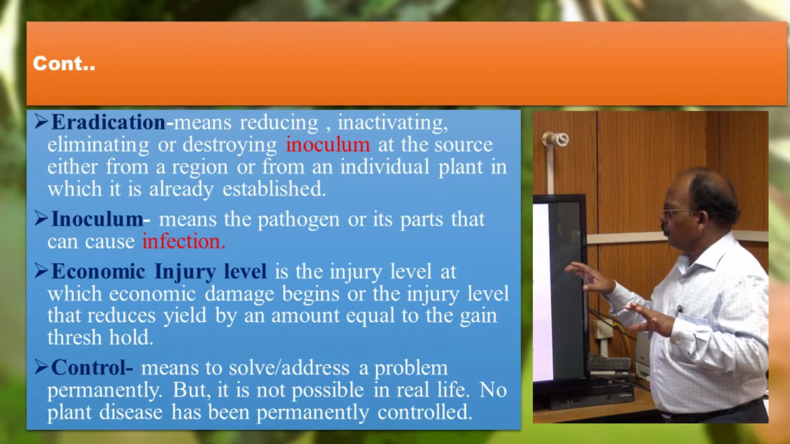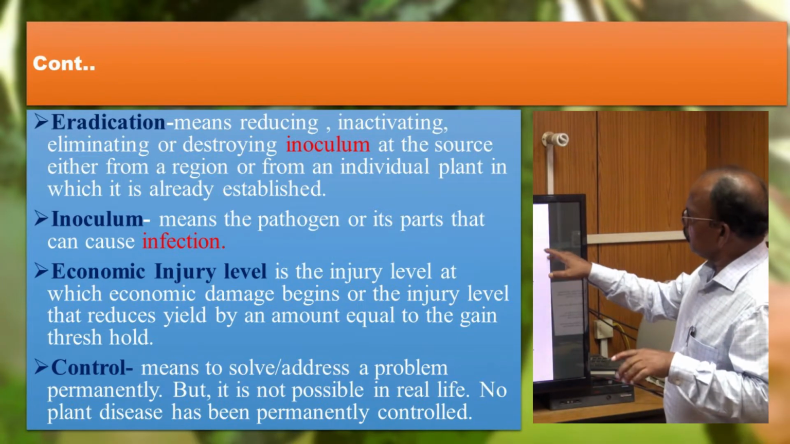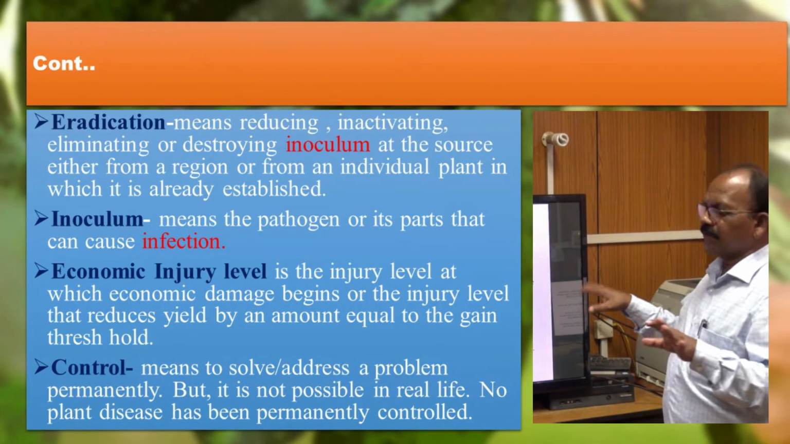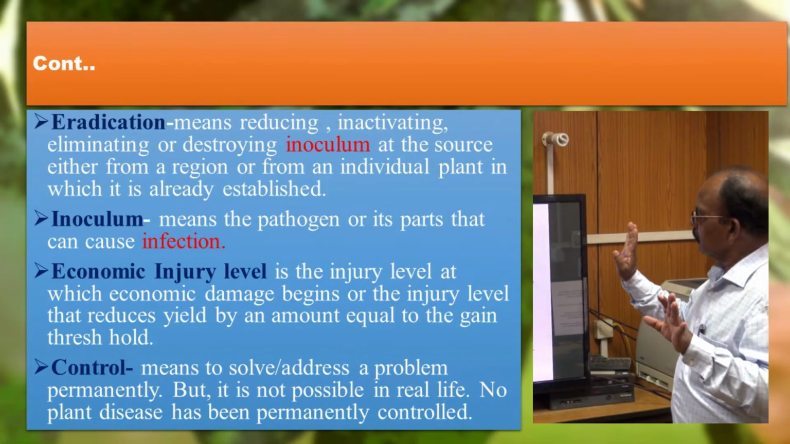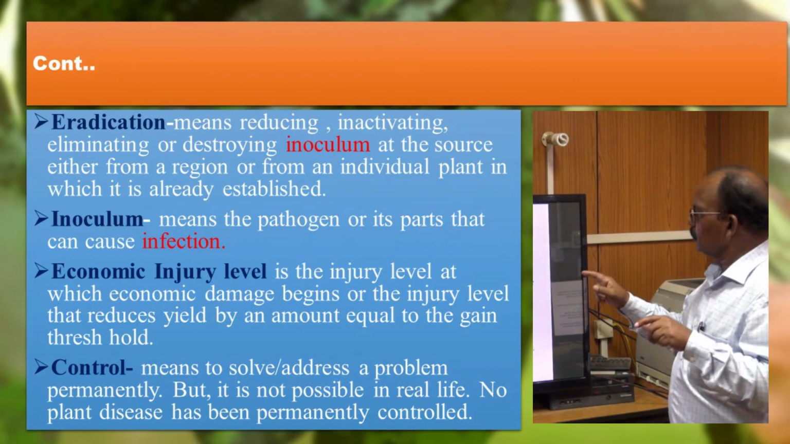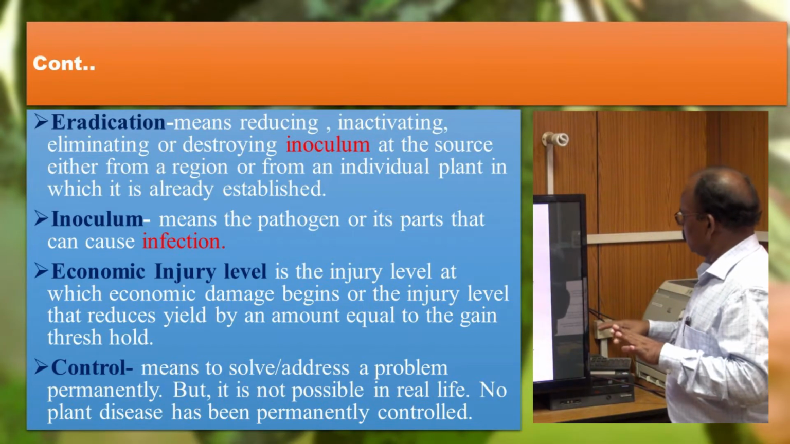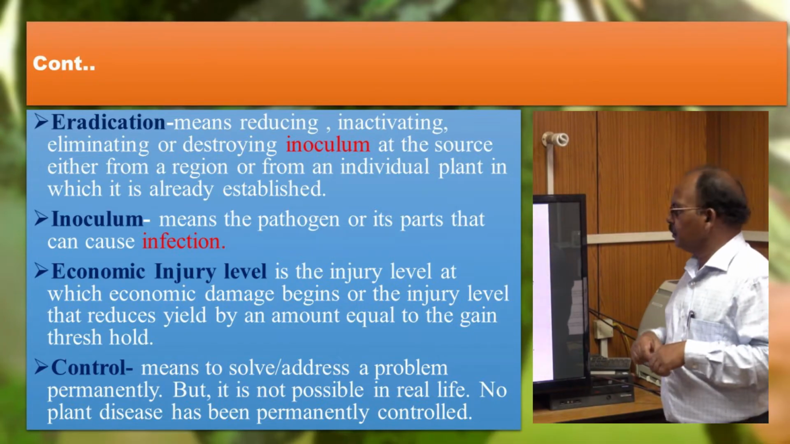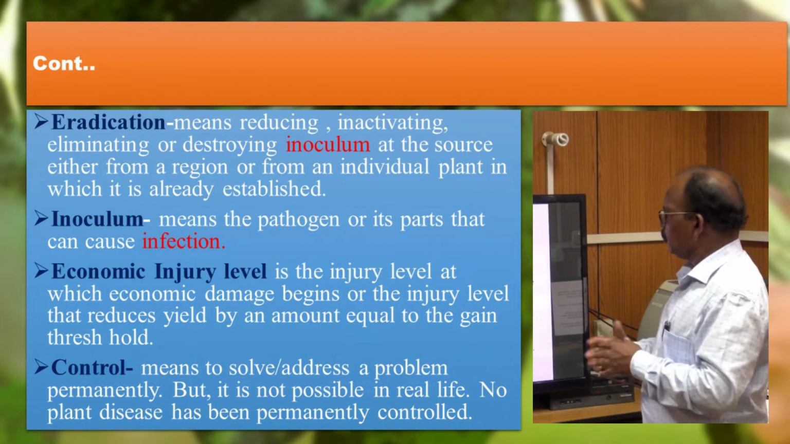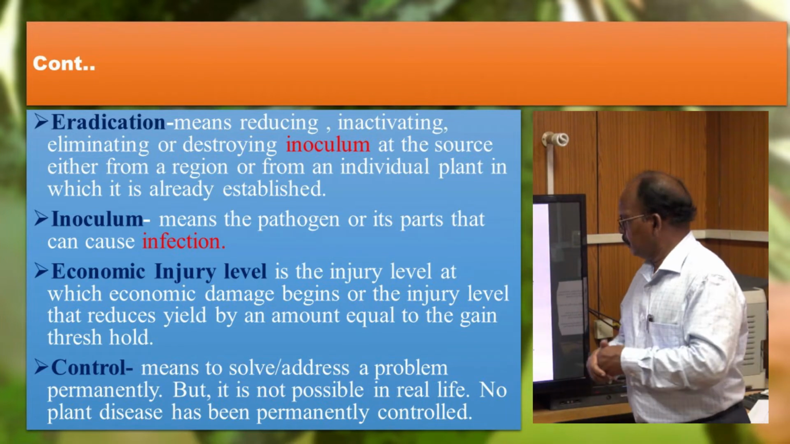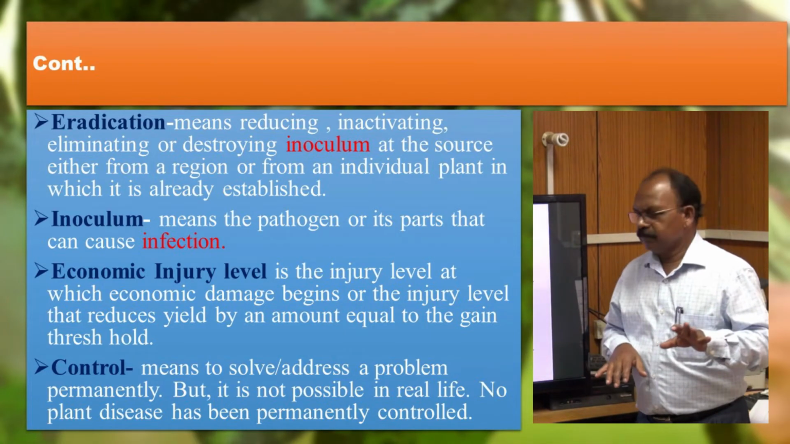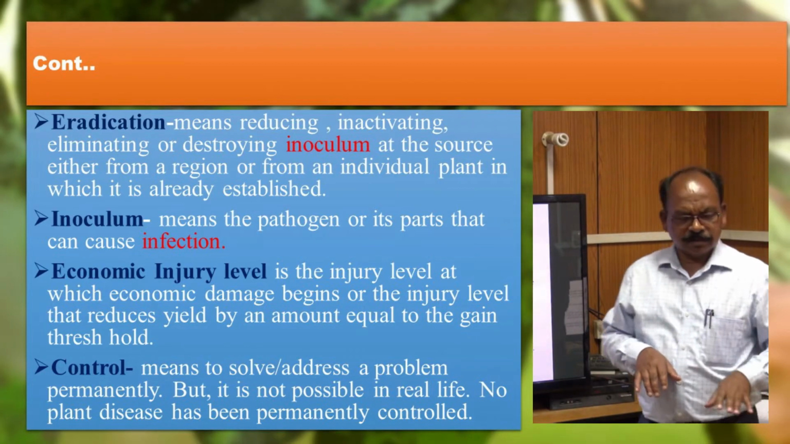Now come to the inoculum. What do you mean by inoculum? Inoculum means the pathogen or its parts that can cause infection. Infection means establishment of the parasite in the host. That is infection. Now come to the economic injury level, the level at which economic damage begins. Control means to solve or address the problem permanently, but it is not possible in real life. No plant disease can be permanently controlled.